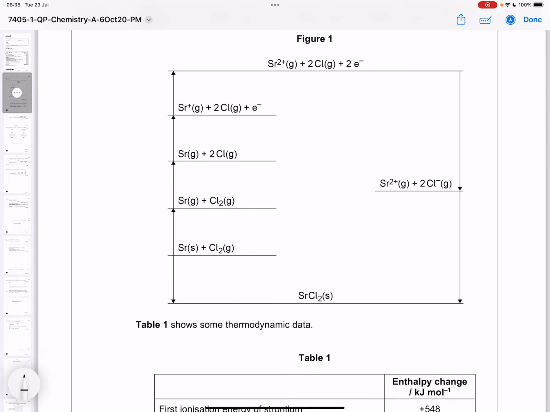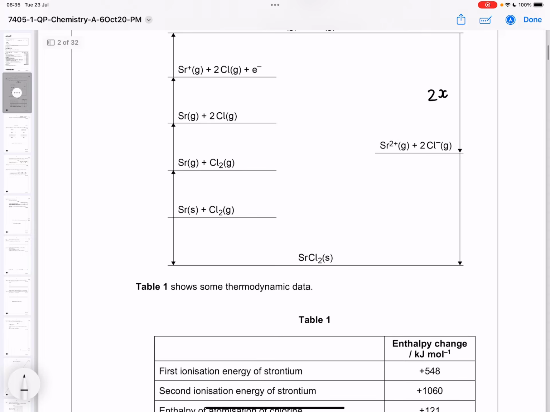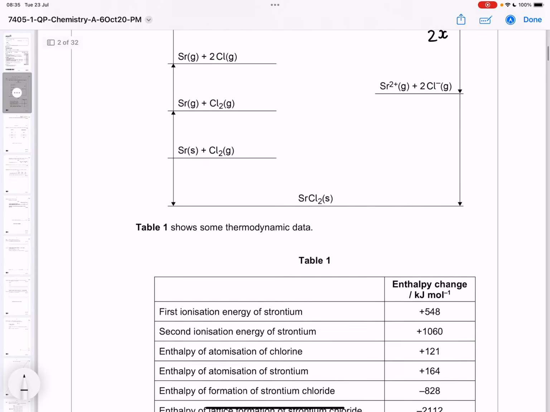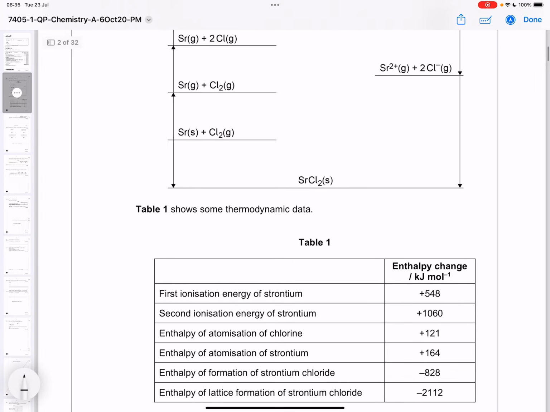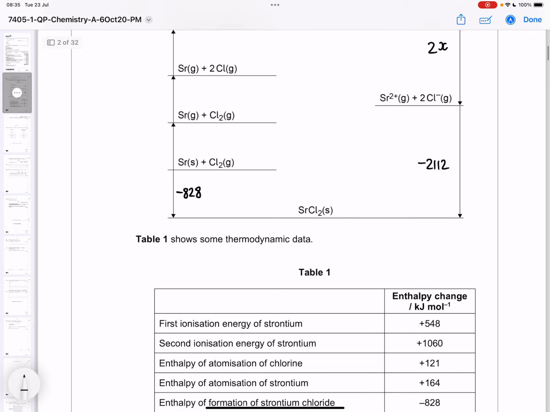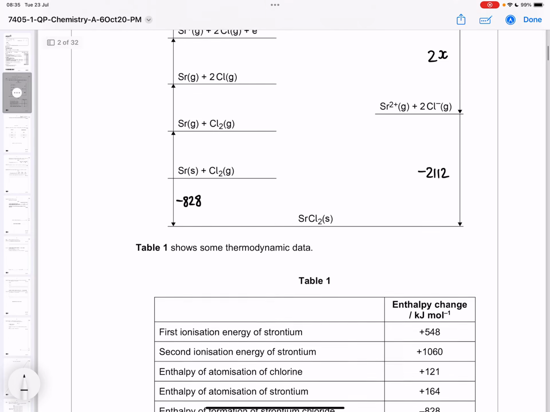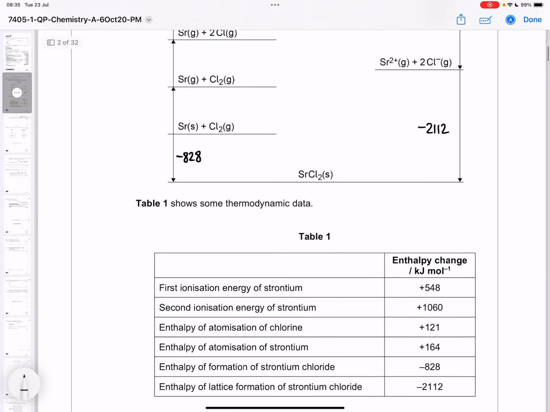We can see that the electron affinity is happening on this arrow here, so I'm going to label this one X, but we can also see that there's 2 chlorines, so this is going to be 2 times the value that we want. I'm going to then put on the other values that have been given to me in the table. So I can see that my negative arrows, my down arrows, I've got formation on the left and lattice formation on the right. I can also tell that my electron affinity is going to be negative because it's a down arrow.